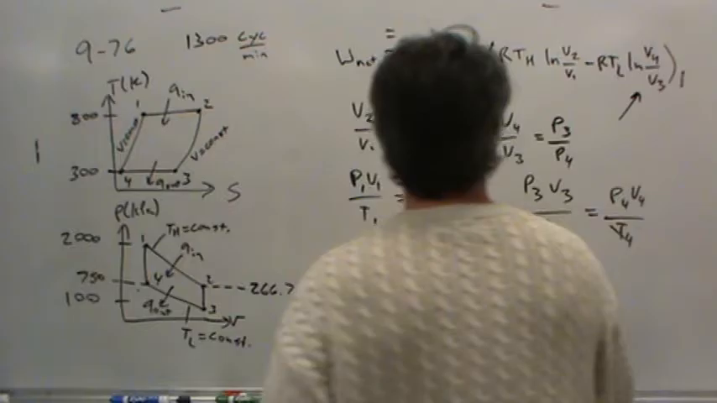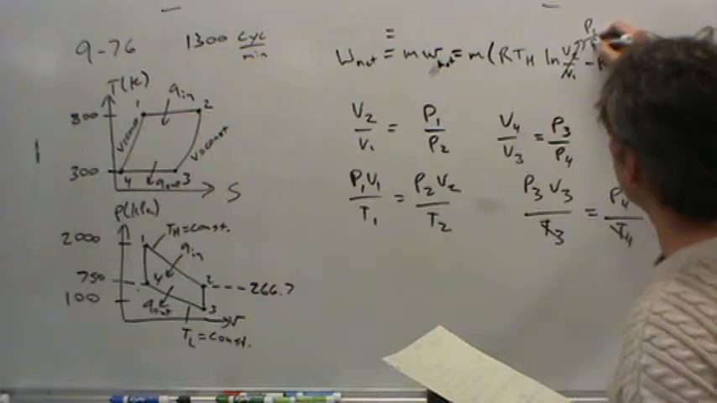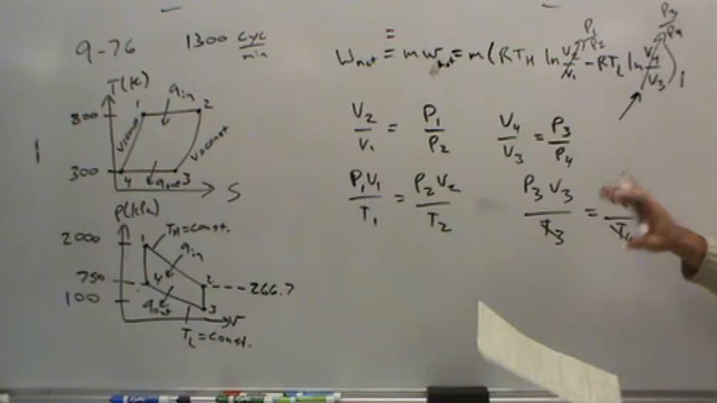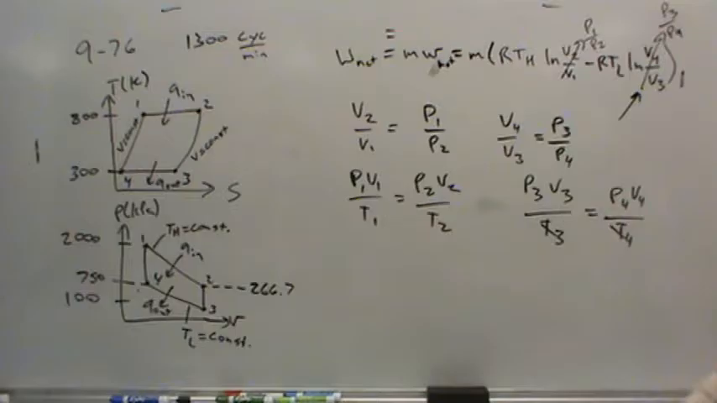So we can plug in all the numbers to this equation, because of course V2 over V1 will be replaced by P1 over P2, and V4 over V3 will be replaced by P3 over P4. You guys should love the Stirling cycle. It's so easy, right? We're just using the ideal gas law over and over. Don't expect to do that with every cycle. It usually works with the Stirling cycle.